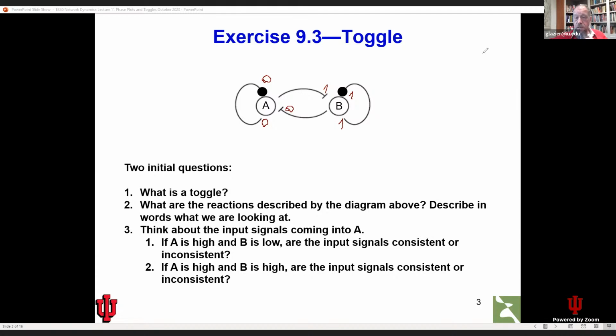What's the value of B? 1. And what are the inputs to B? 1 and 1. All right, so they're all consistent. Now make B 0. See what happens. Okay. So now what are the inputs to A? 0 and 1. Are those consistent with each other? No. Okay. Is the 1 consistent with the value of A, which is 0? No. Okay.